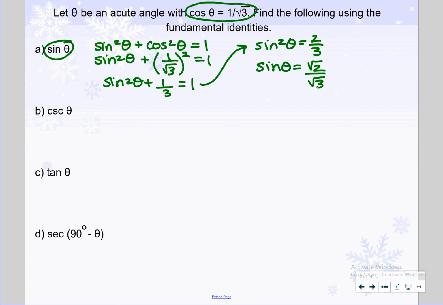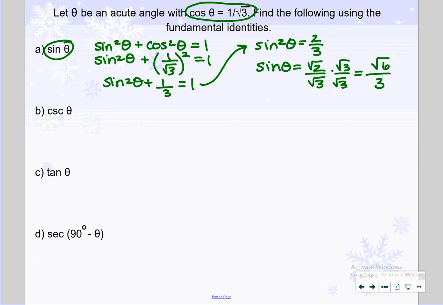I don't want that radical in the bottom, so I'm going to multiply the top and the bottom both by square root 3. A radical times itself on the bottom just gives me 3. On top, the square root of 2 times the square root of 3 gives me the square root of 6. You cannot reduce those. One is in a radical, the other is not. Leave it. Okay, remember, we're not solving for an angle, we're just solving for the value of sine, which we have. We're done. Okay, so that's using one trig function to get another.